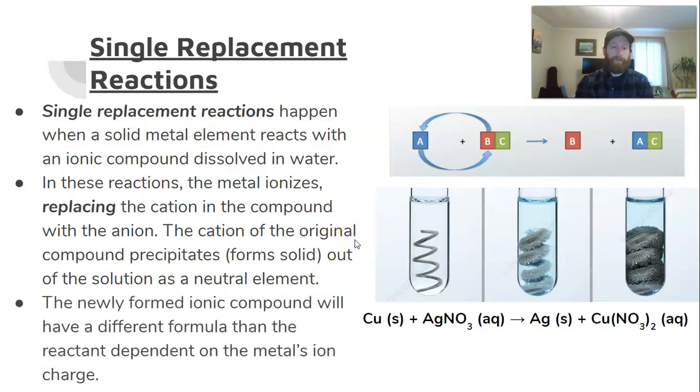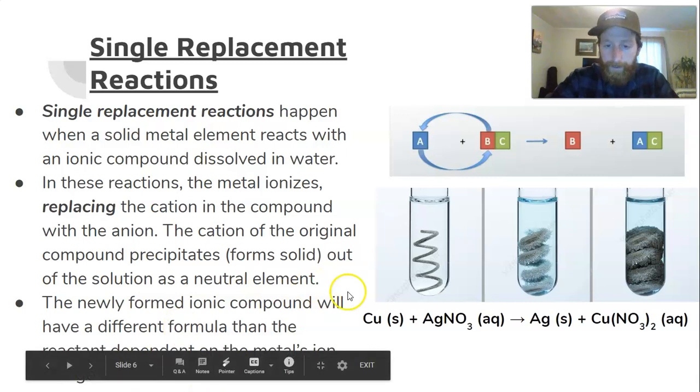The newly formed ionic compound will have a different formula than the reactant compound because the metal's ion charge might be different.